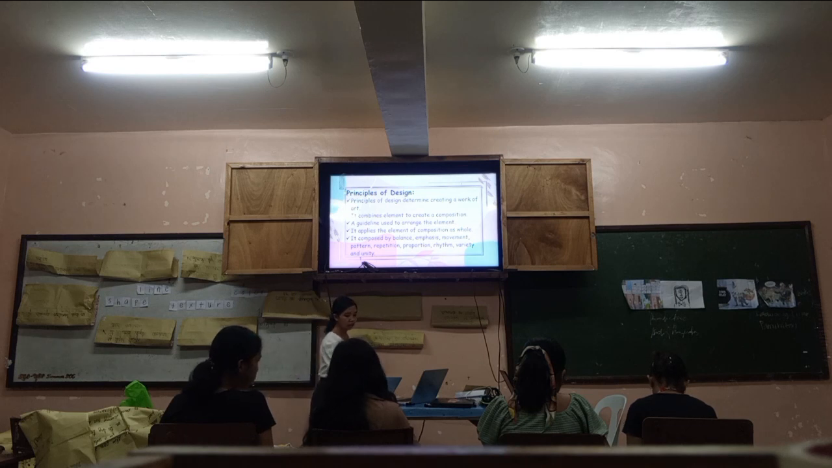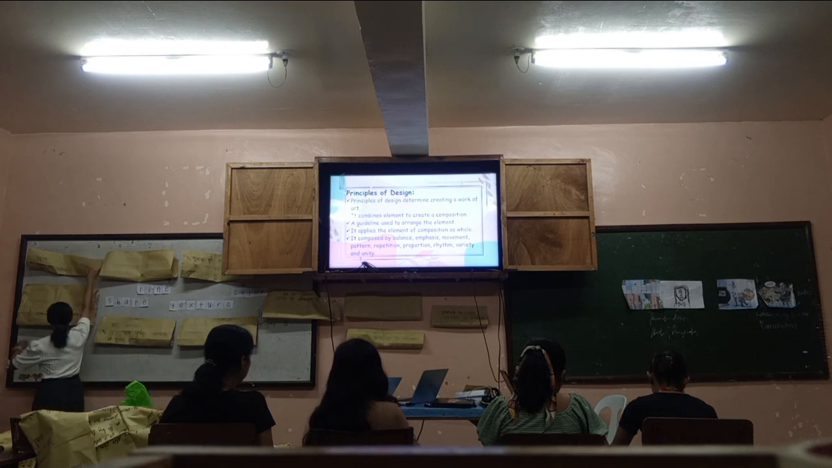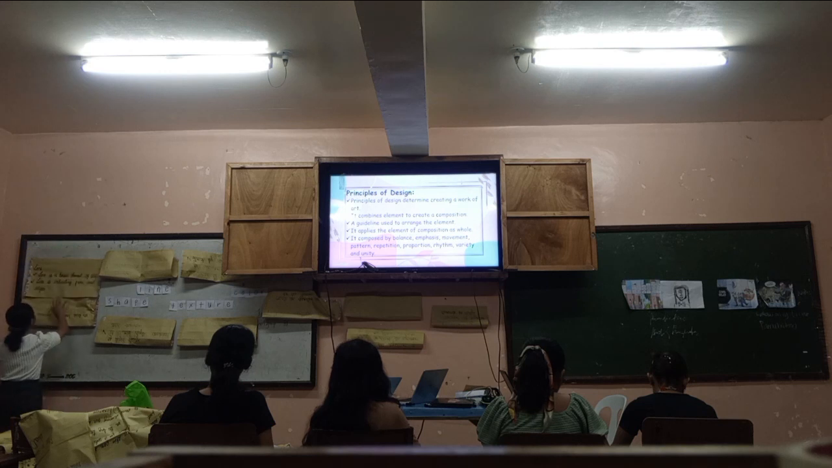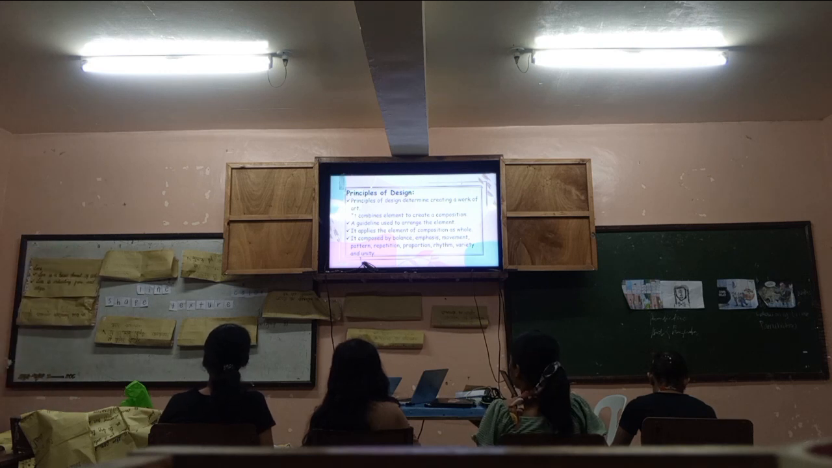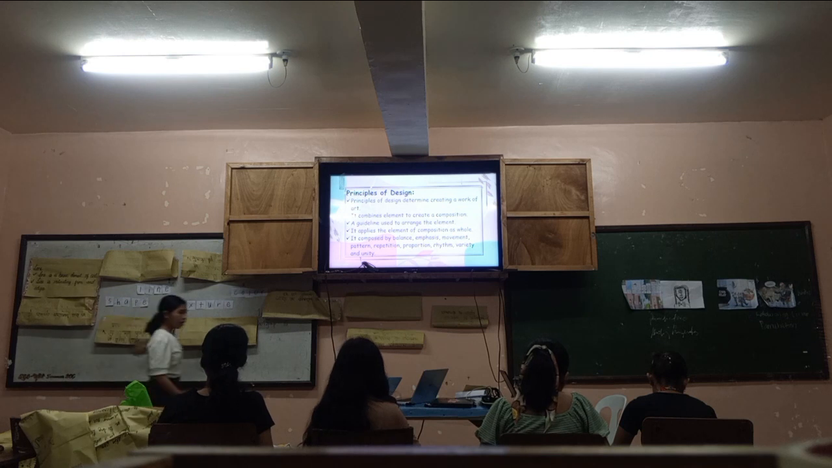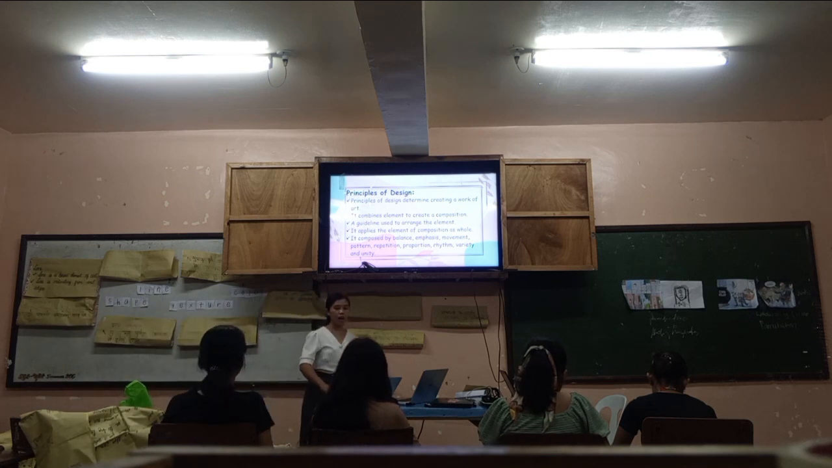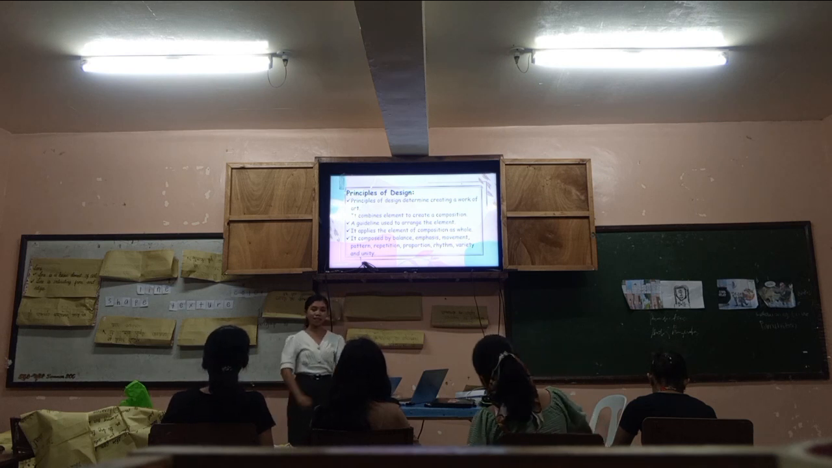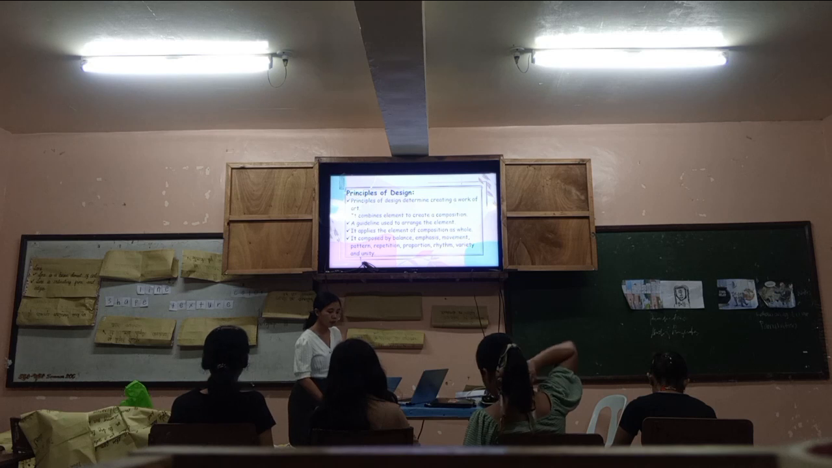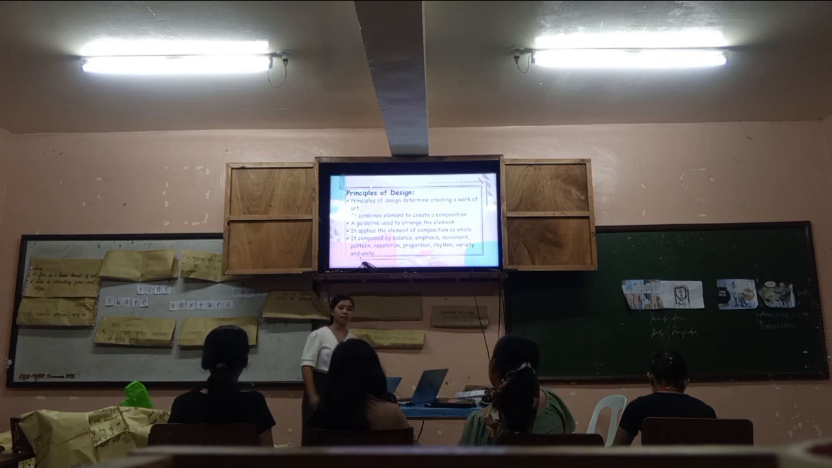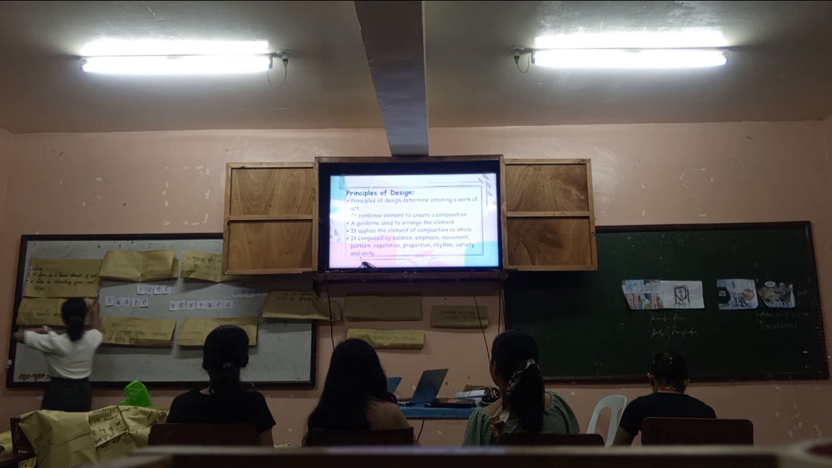Our first element is called line. Okay, class, please read. Line is the basic element of art. Line indicates form and edges. Okay, line indicates the form and edges of the design. Did you understand what line is? Yes, teacher. Okay, very good. Let us proceed to the next element, which is called shape.